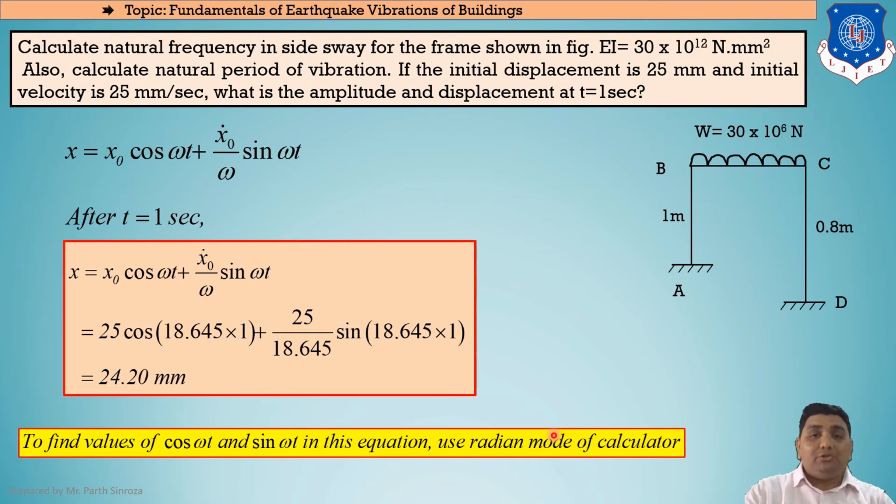Always you need to solve this equation using the radian mode. Whenever you are solving this equation using the radian mode, then only you will be getting this final answer, that is 24.20 mm. This is the most important thing you need to do. Because if you fail to do so, then though your entire methodology, your entire equations, formulas will be correct, still your final answer will be having a huge variation in it.